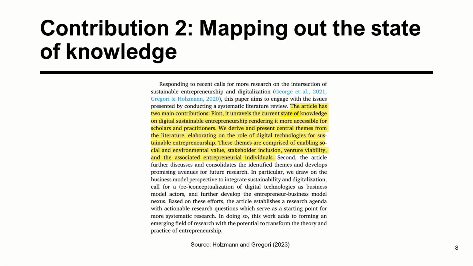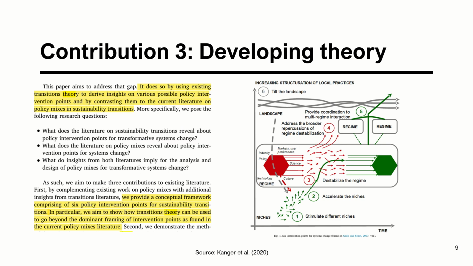Now, another contribution is mapping out the state of knowledge, where in this article from 2023, the authors clearly call out that they are unraveling the current state of knowledge on digital sustainable entrepreneurship and identifying themes. So that by itself, in terms of mapping out the state of knowledge, is a contribution. Now, this is a theory development, developing theory, where what they do is to actually provide a conceptual framework which consists of some intervention points for sustainability transitions. And that is a theoretical contribution that the authors make through this paper from 2020.